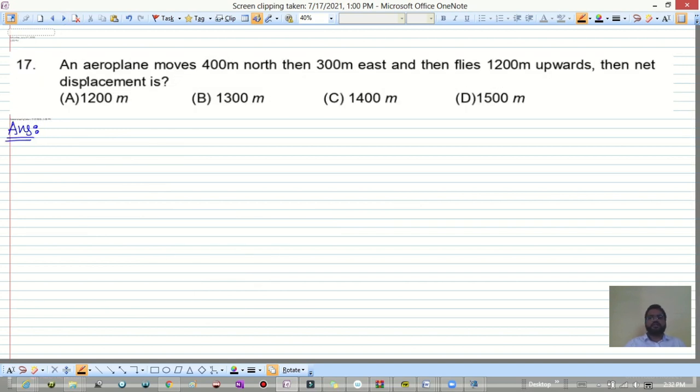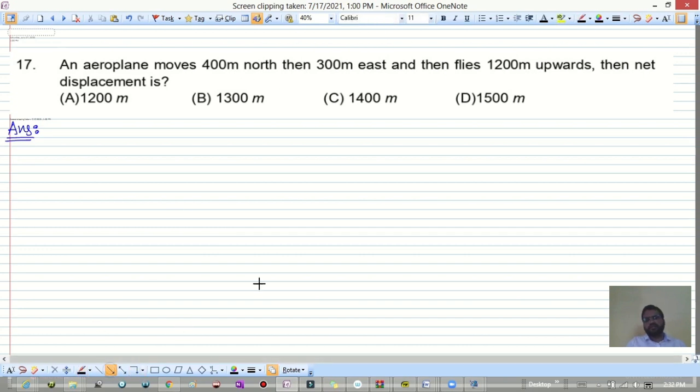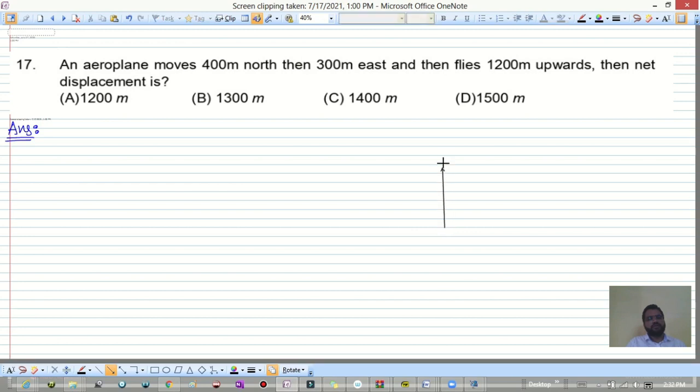Okay, so in the next question it is given an aeroplane moves 400 meter north. So here aeroplane moves 400 meter north, like this. Then 300 meter east, like this, and finally 1200 meter upward. Upward indicates circle with a dot. So this is 400 meter which we have, this is 300 meter which we have, and this is 1200 meter which we have.